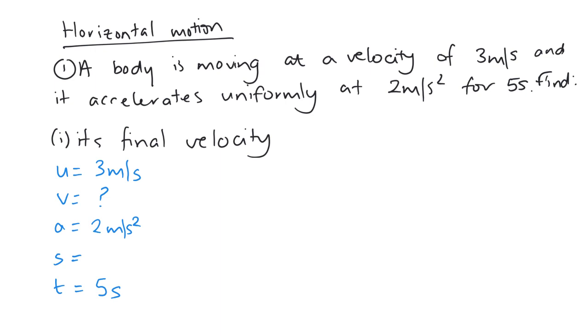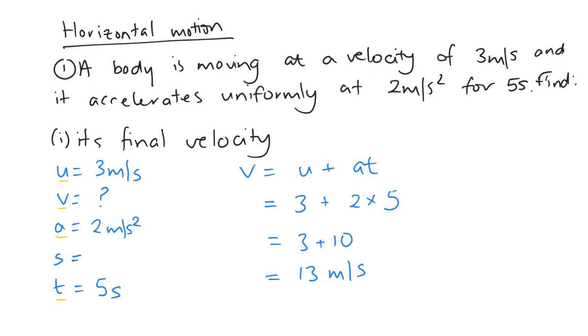We don't have the value for s, so we can forget about it. So we want an equation that will link a, v, u, and t. So v equals u plus at. Now sometimes there's more than one equation that you can use, sometimes only one, but if there's more than one, it doesn't matter which one you pick. So put in our values. U is 3, a is 2, t is 5, so that's 3 plus 10. So we have 13 meters per second.